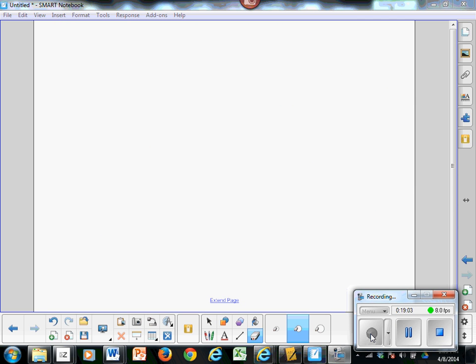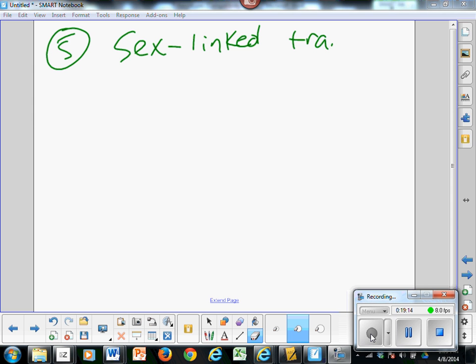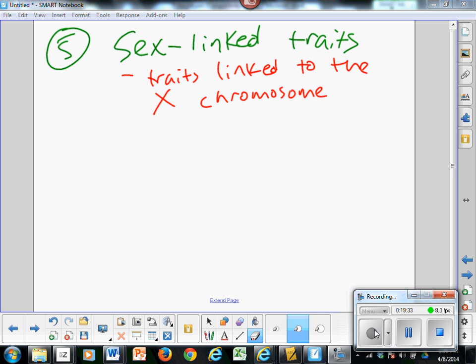Last Punnett square on this sheet, number 5. Fifth type of Punnett square, sex-linked traits. Some of you were absent for this, so you need to pay close attention. Sex-linked traits are traits linked to the X chromosome only, not the Y. These are things like being colorblind, like hemophilia, like baldness.